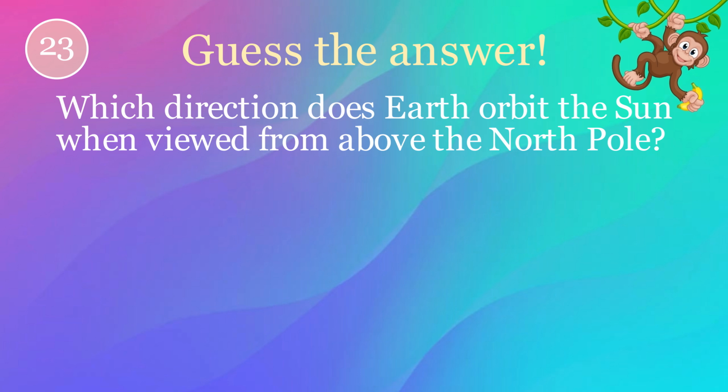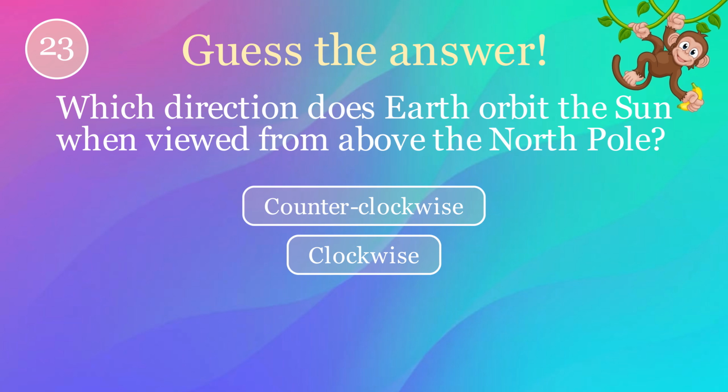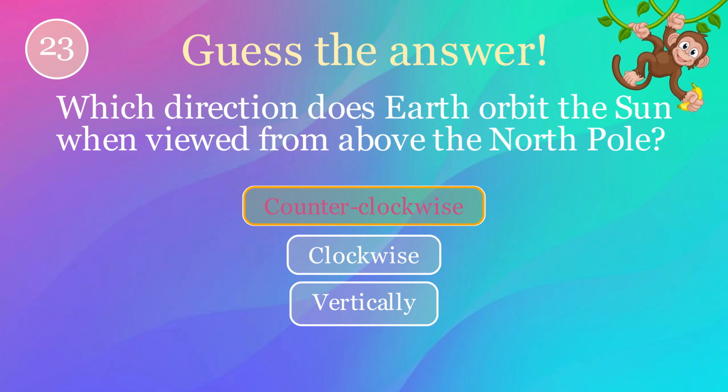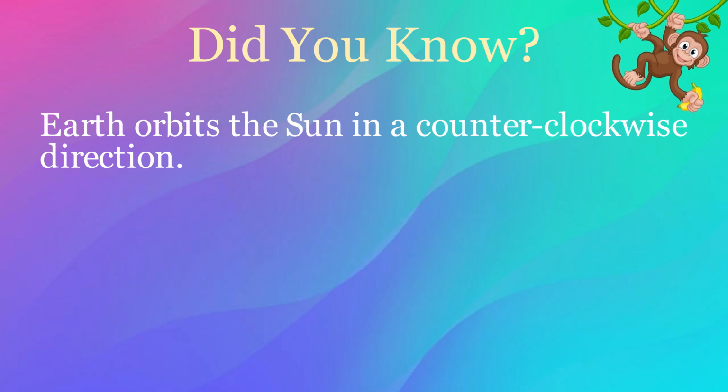Which direction does Earth orbit the Sun when viewed from above the North Pole? Counterclockwise, clockwise, vertically. The correct answer is counterclockwise. Here's an interesting fact: Earth orbits the Sun in a counterclockwise direction.